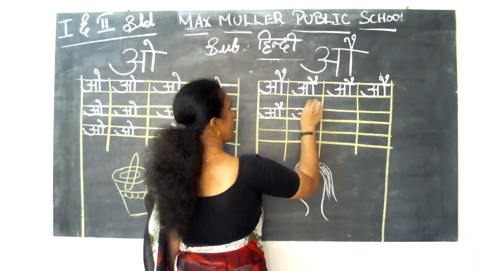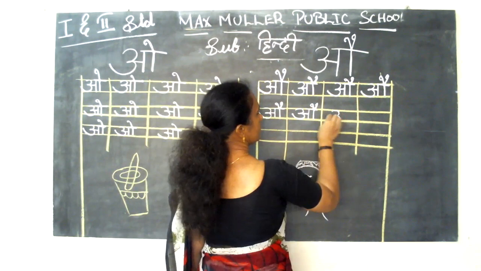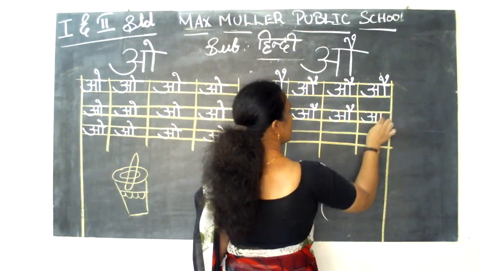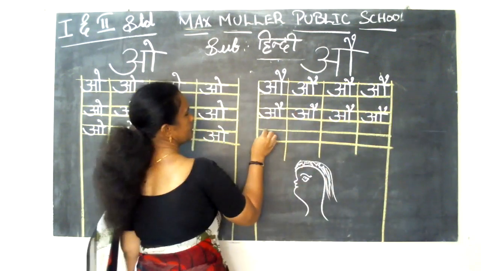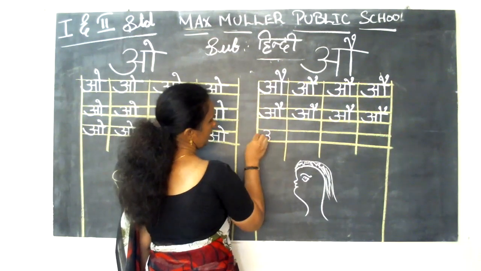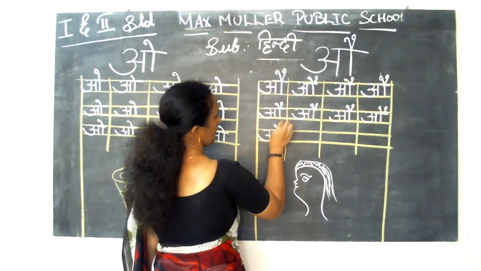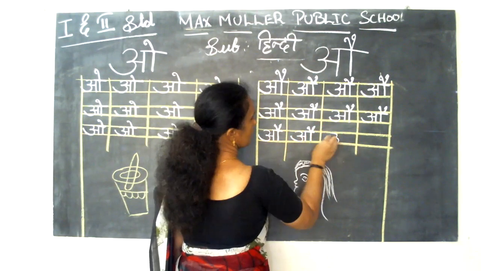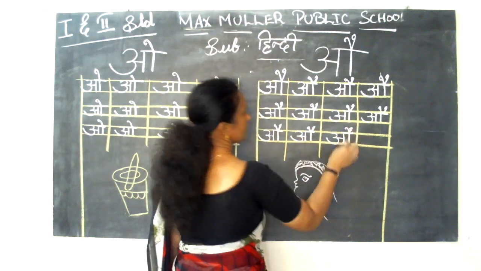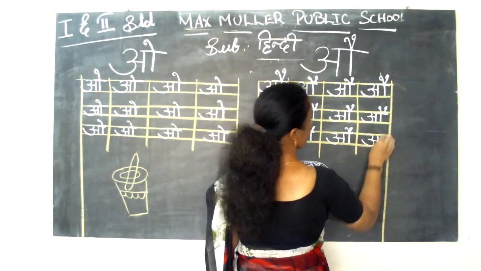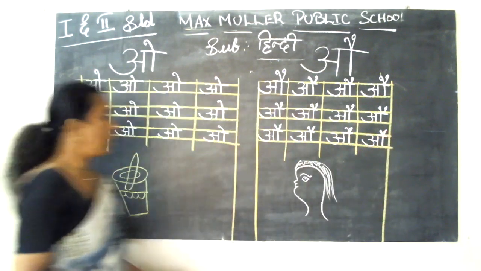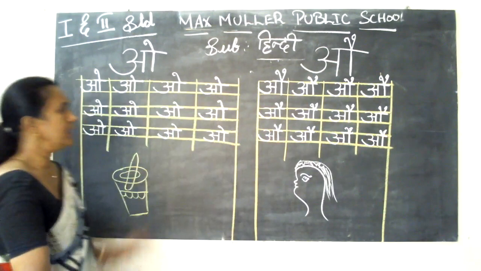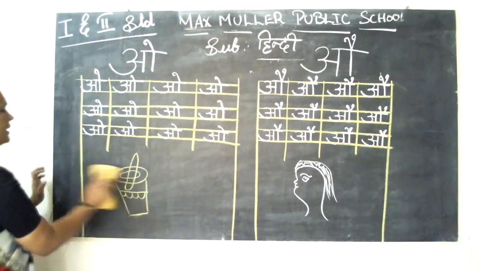Au se aurat. Au se aurat. Au se aurat. Okay. O se okali. Au se aurat. Okay. Now next two letters. Last two letters.